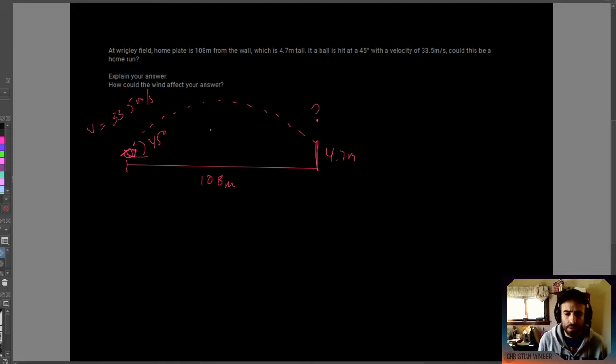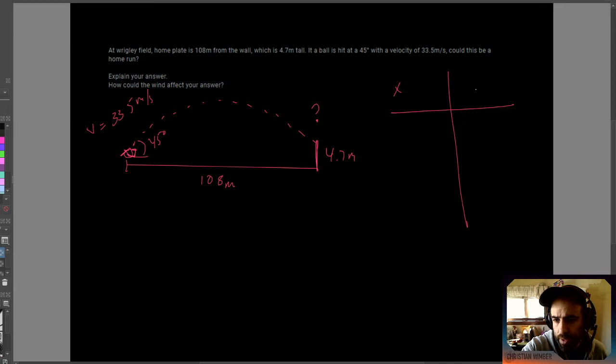Someone actually did ask a good question. Are we assuming that the ball gets launched from the ground? So I will say for right now, I'm not going to worry about it. I will assume that the ball is launched from the ground, but that's actually an important question. All right, so let's go ahead and make a table for our values so we can plan our route of attack. We have horizontal values, we have vertical values.